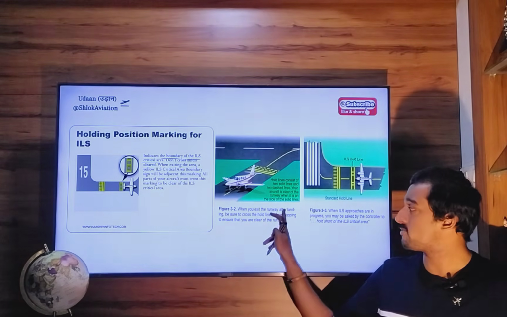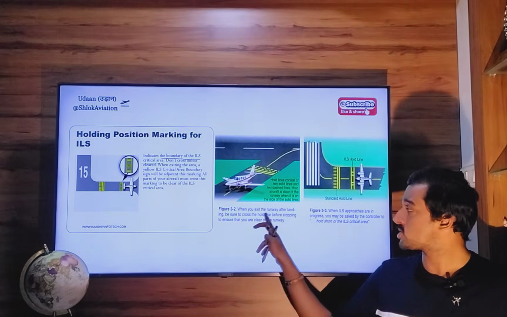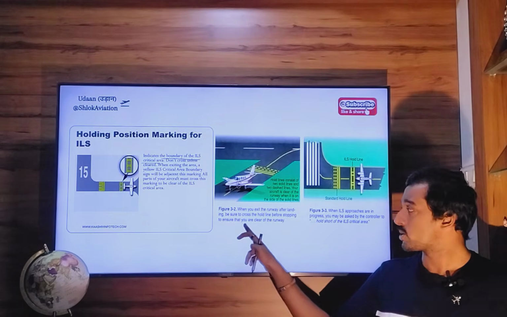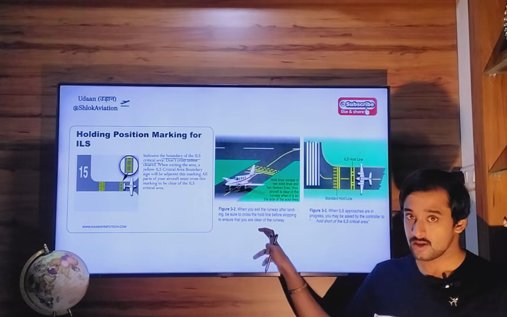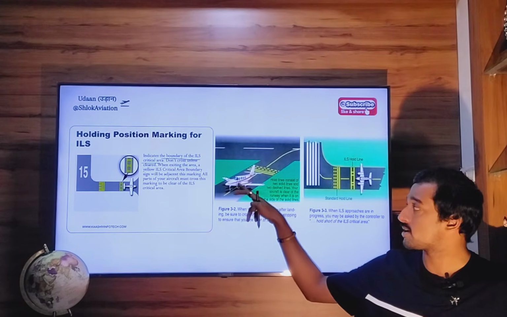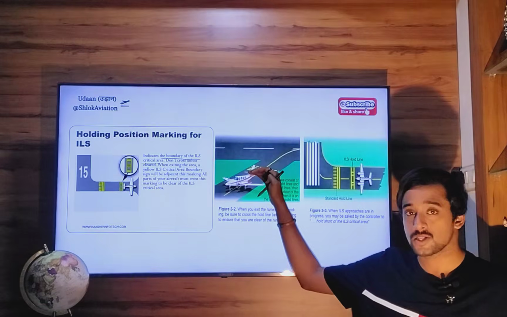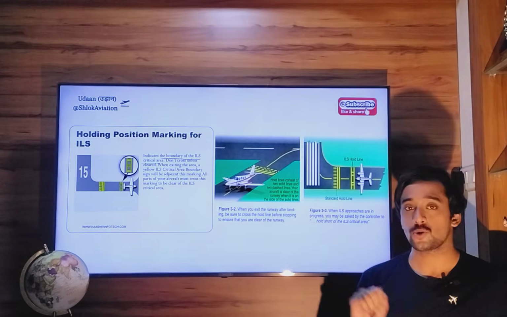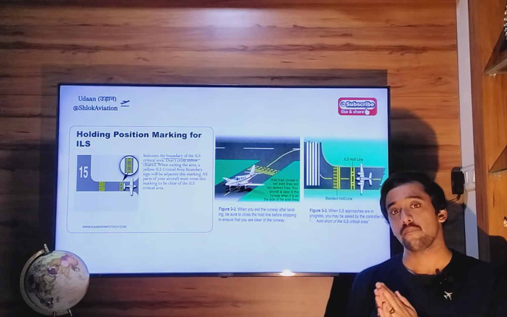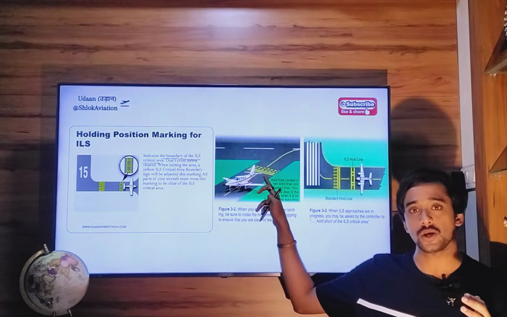When you exit the runway after landing, be sure to cross the holding line before stopping to ensure that you are clear of the runway. Okay, the entire aircraft along with the tail structure must be cleared of that runway. And how to determine that? You must be beyond the yellow solid lines, these two yellow solid lines.